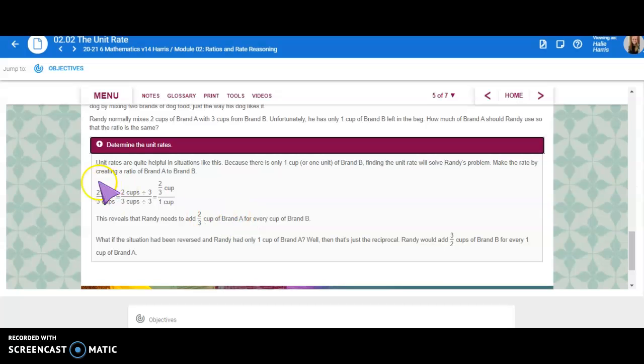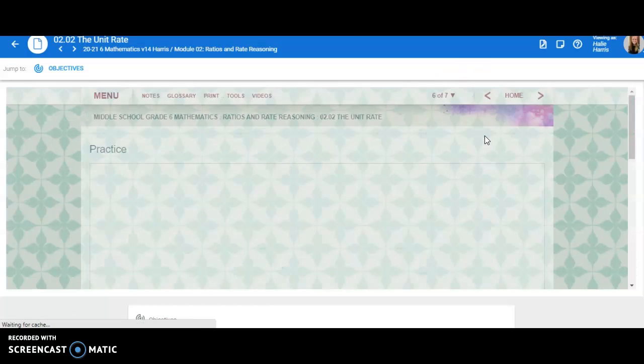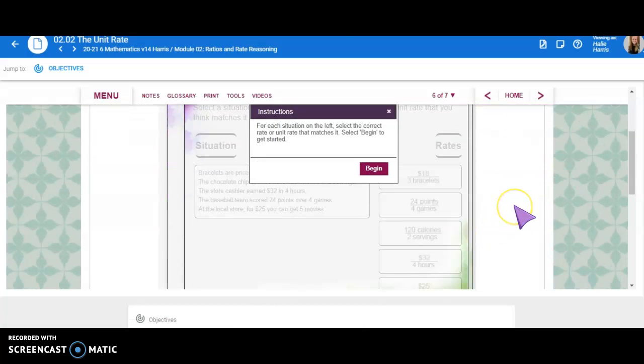As you scroll down, you can see the unit rates. They're very helpful in situations like this. This is a really good real-world problem. When you go to buy mulch and fertilizer, you always want to get the most for your money. So in this example, they are explaining that. And as we go on to page 6, you have some practice here.